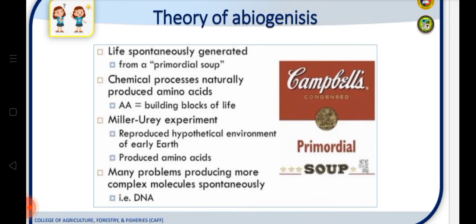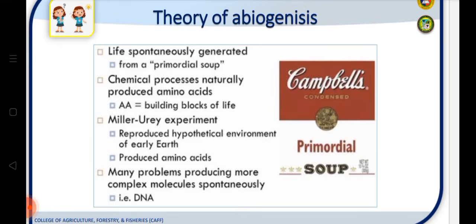Okay? So, what is only possible? Biogenesis, which means life only comes from life. So, no life comes from non-living matter. So, remember, the theory of abiogenesis was disproved in the experiment of Louis Pasteur.